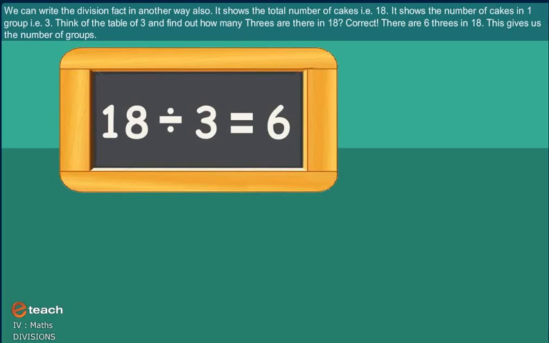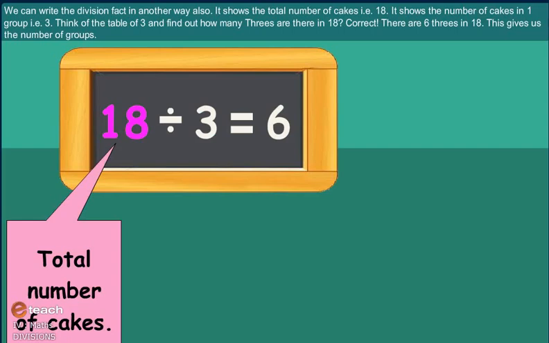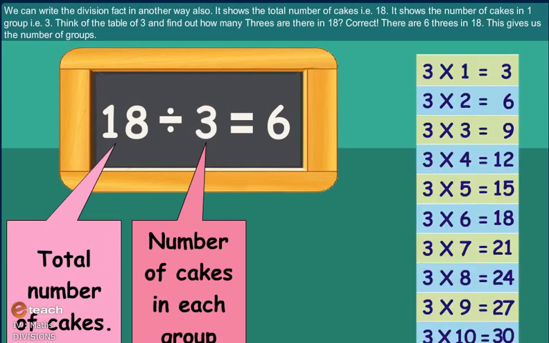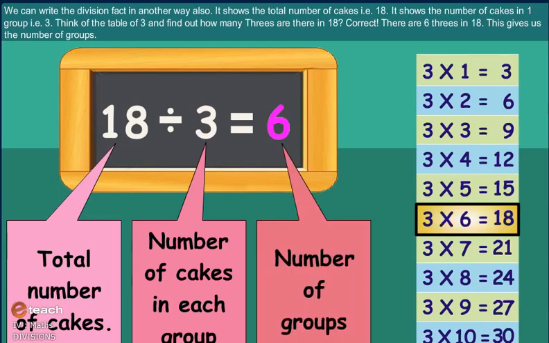We can write the division fact in another way also. It shows the total number of cakes. It shows the number of cakes in one group. Think the table of 3 and find how many 3s are there in 18. Correct. This shows the number of groups.